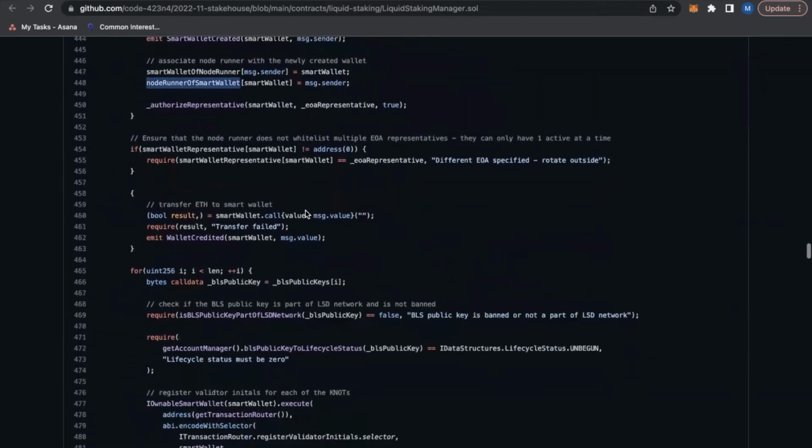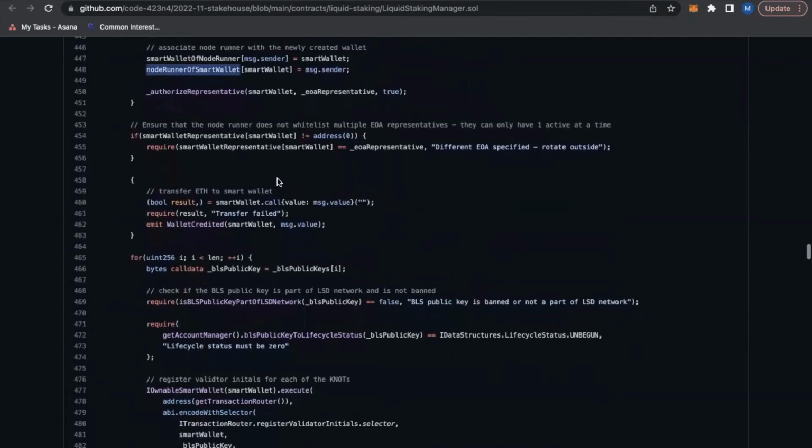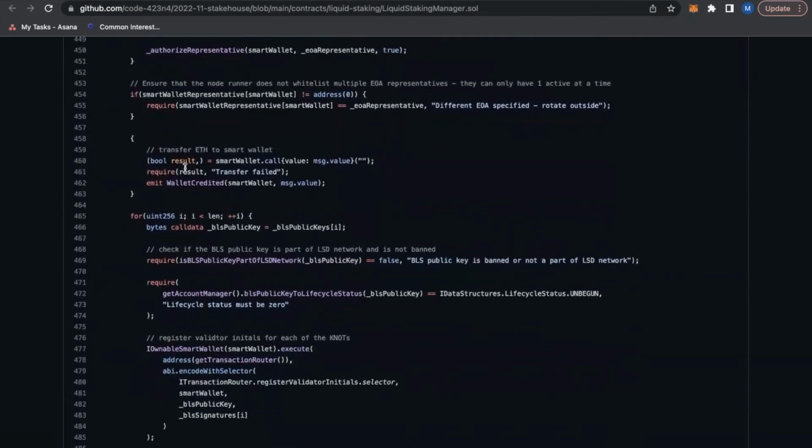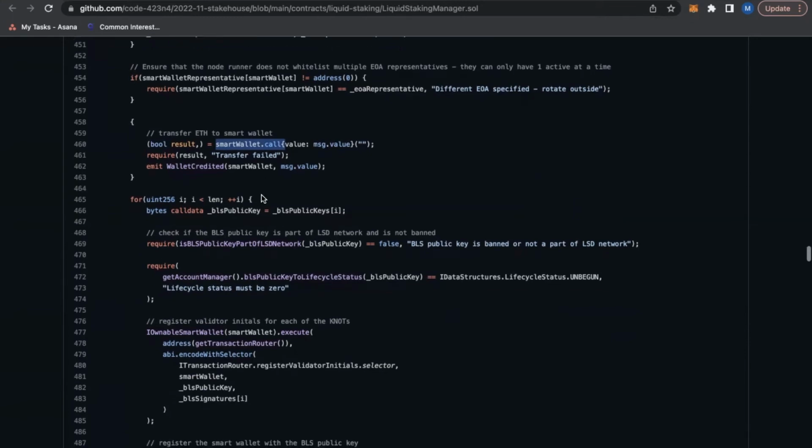Here we can see the multiple of 4 ETH that you transferred along with this transaction will then be sent to the smart wallet. So the smart wallet owns all these BLS public keys and all the multiples of 4 ETH that you provided, and you can later withdraw them if you want.